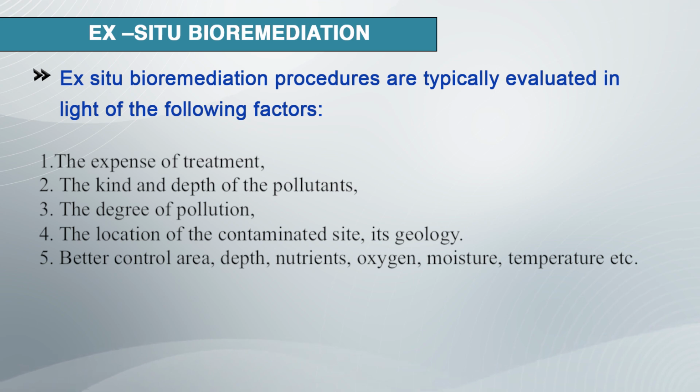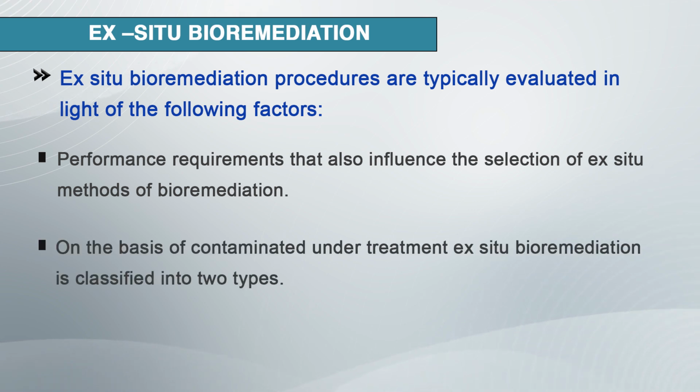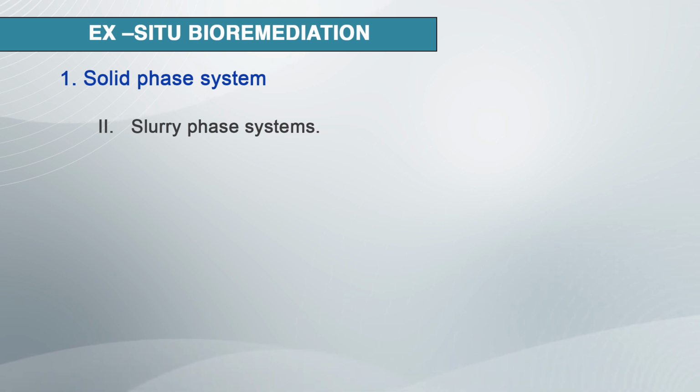In ex situ bioremediation, procedures are typically evaluated by the following factors. First is the expense of treatment, then the kind and depth of the pollutant, the degree of pollution, and the geological location of the contaminated site. The performance required also influences the selection of the ex situ method of bioremediation. On the basis of the contaminant under treatment, ex situ bioremediation is classified into two types: first is solid phase and second is slurry phase system.